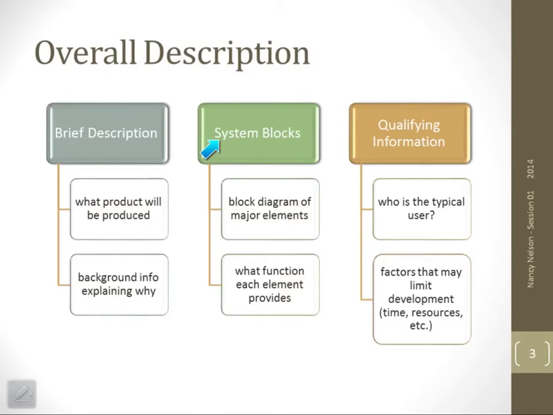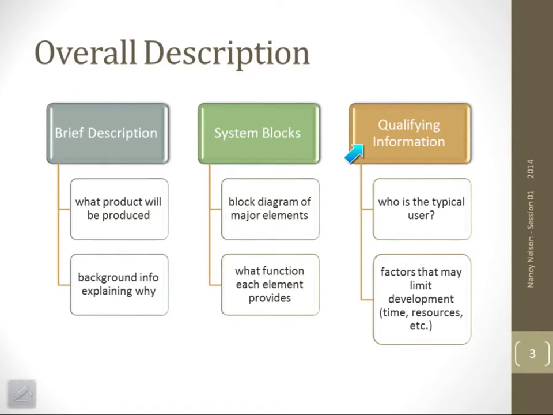The next section is a definition of the blocks that are going to exist within the system. So we start by doing a block diagram, a very simple one, very high level, that identifies the major elements that have to be accomplished in this. Usually input, some form of processing, and some output. Then a very brief description of what each of those major blocks does. One sentence is enough here.